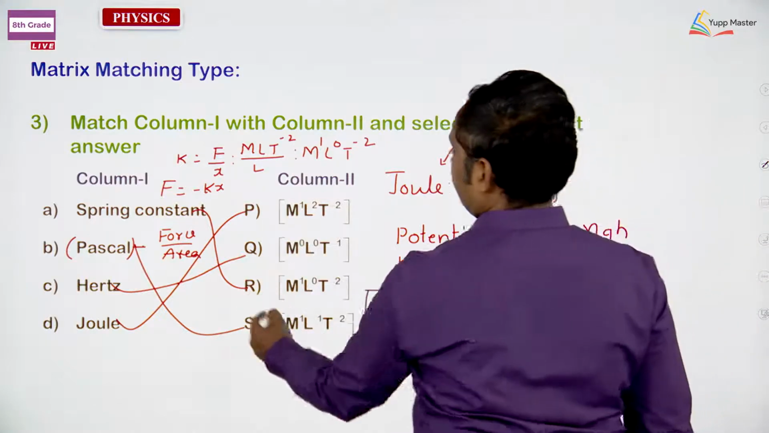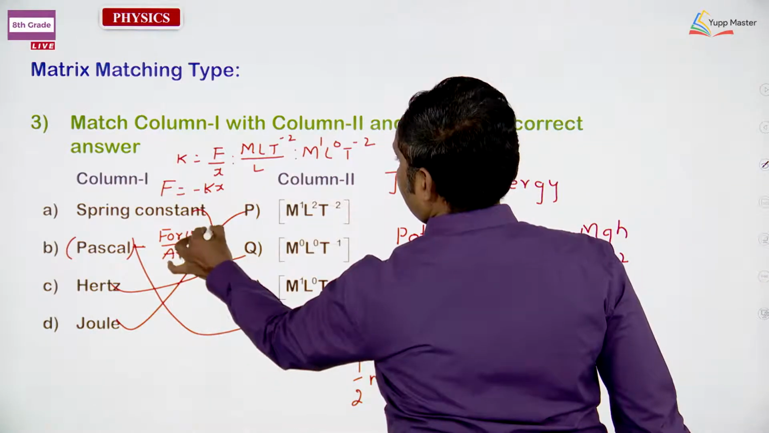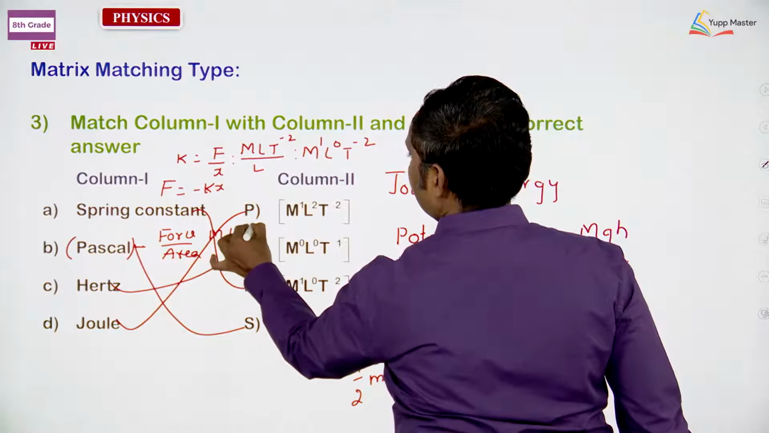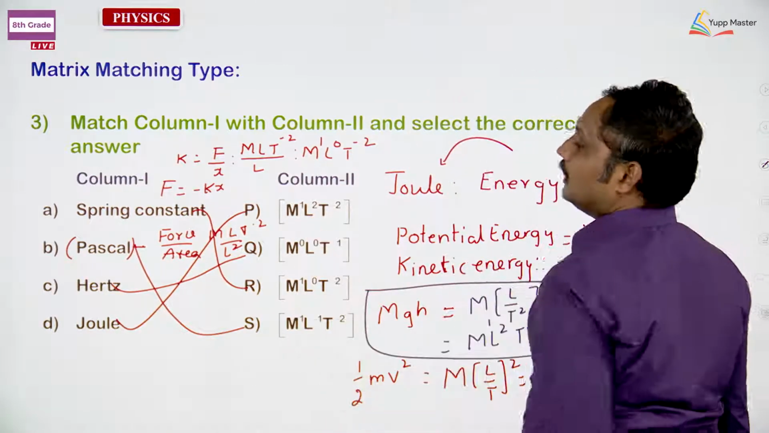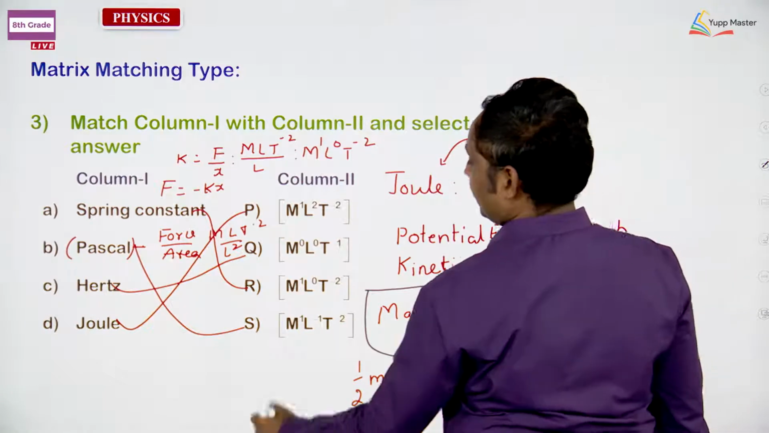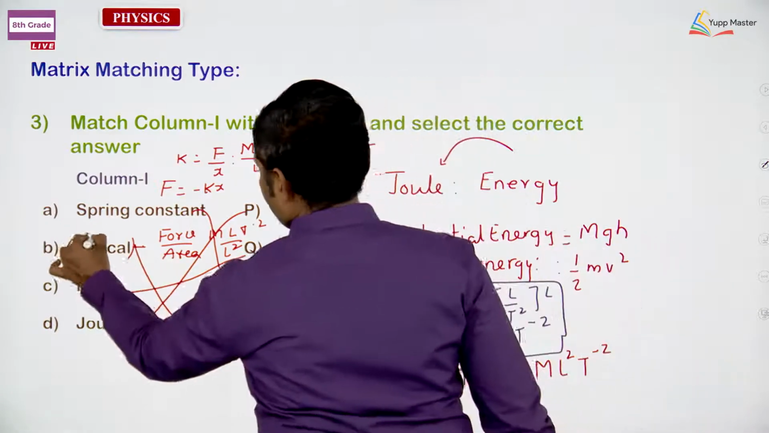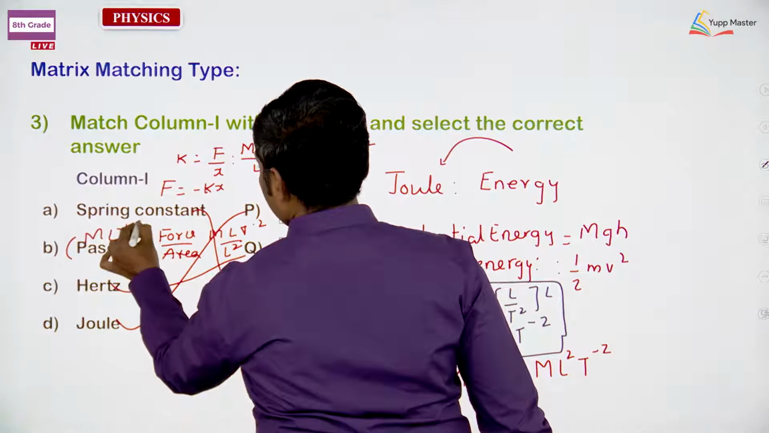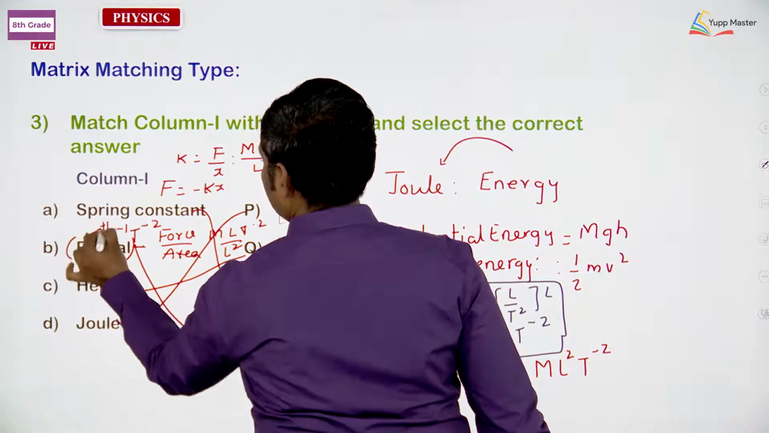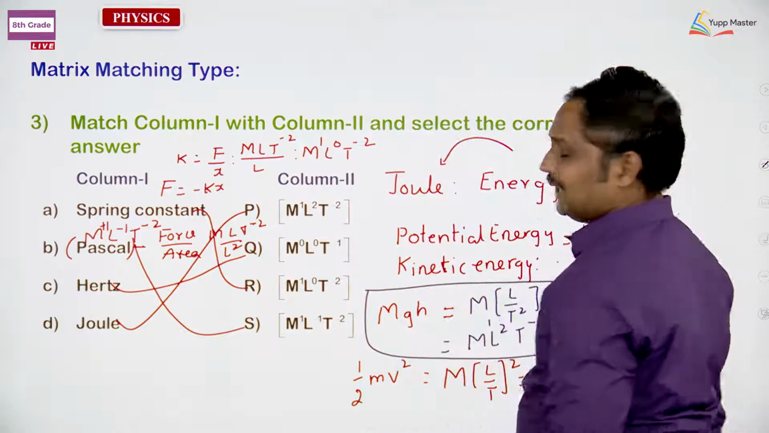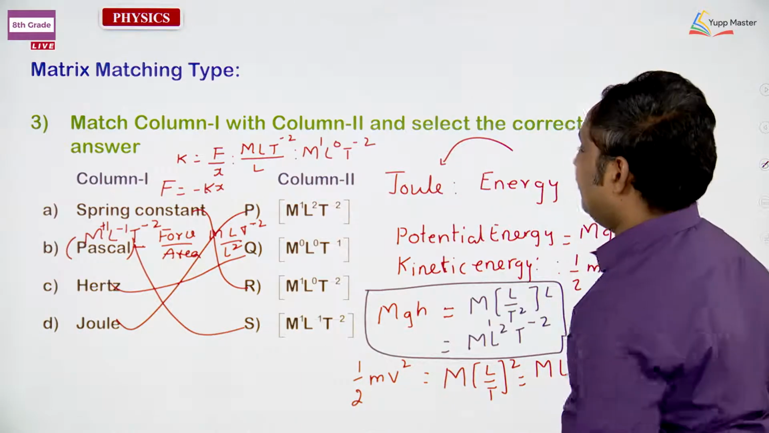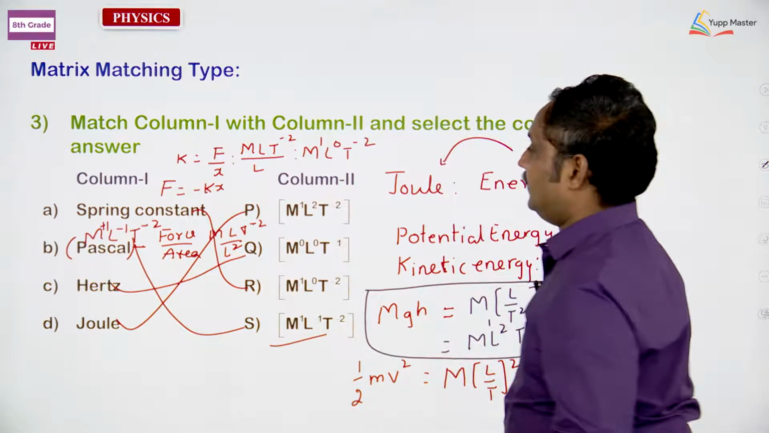Easily you will find out that it is m L T minus 2 by L square. You will take that upon L square. You will get m L power minus 1 T power minus 2. Yes, M power 1 L power minus 1 T power minus 2. This is the correct one.